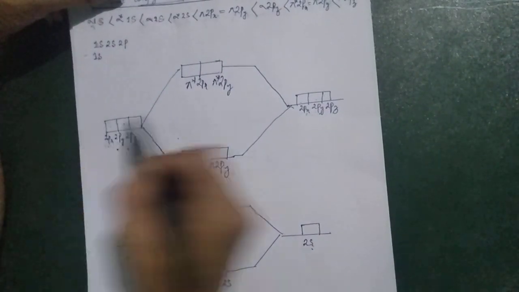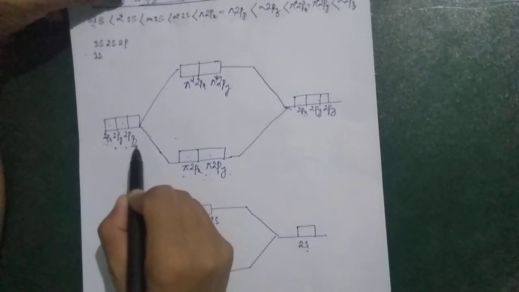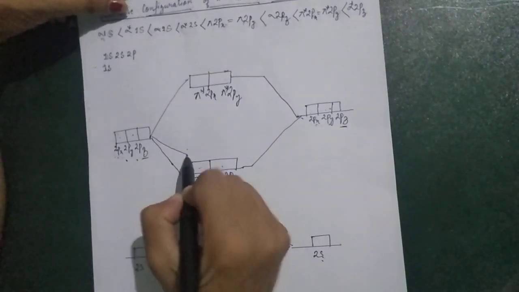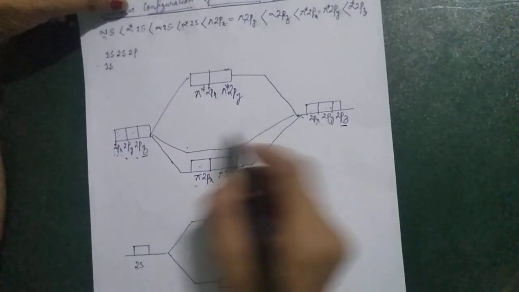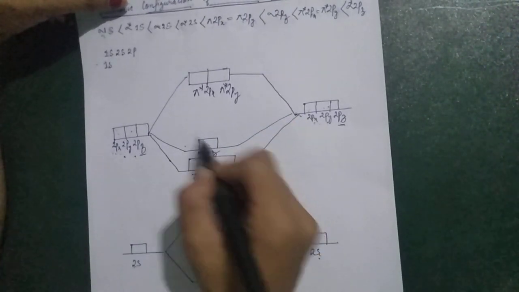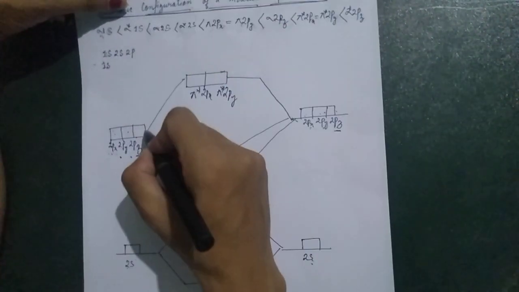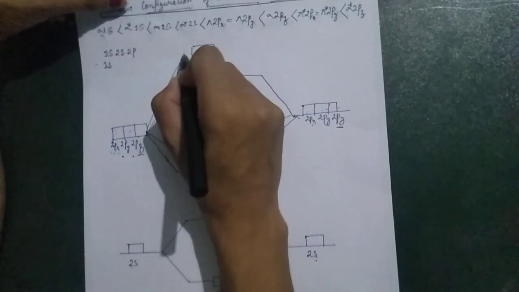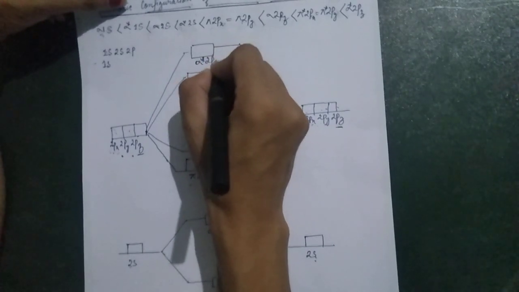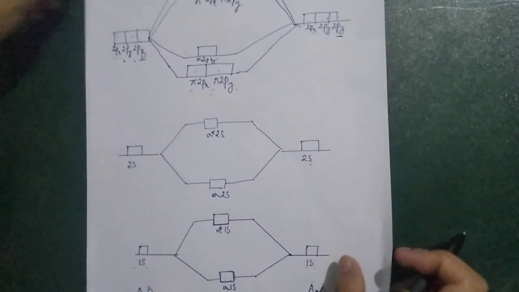How many orbitals are there? 1, 2, 3, 4. How many molecular orbitals have formed? 1, 2, 3, 4. Now what is left? Pz is left. These 2 pz orbitals will combine to form another molecular orbital, so we will have sigma 2pz, which is the lower one. These 2 combine and form 2 molecular orbitals, one lower and one upper. The upper one will be sigma star 2pz. In this way we are going to draw the molecular orbital diagram.